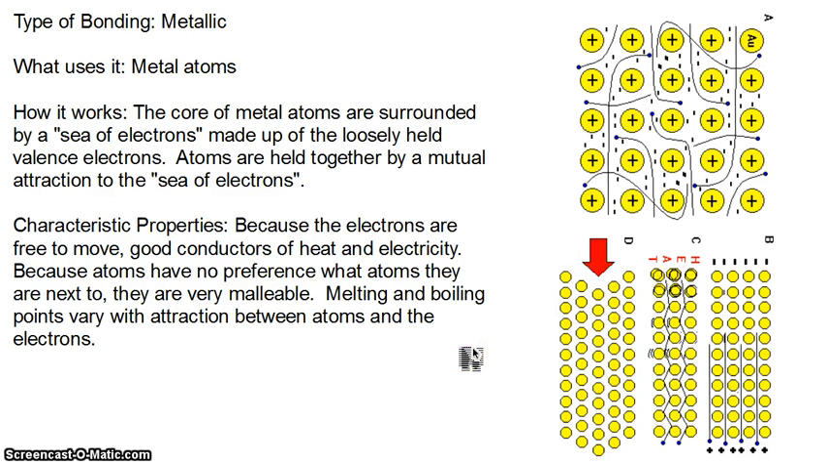The melting point and boiling point will depend on the attraction between the atoms and the sea of electrons. As that attraction gets stronger, the melting point and the boiling point will go up.